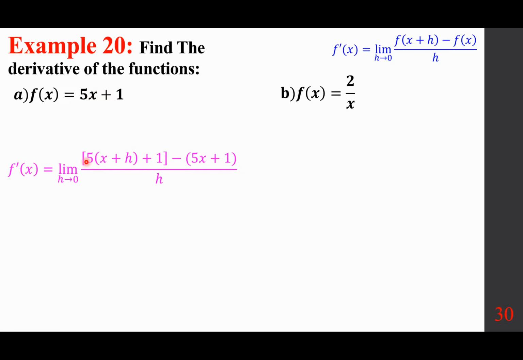So all we have to do, distribute, and we get 5x plus 5h plus 1 minus 5x minus 1. And we notice that 5x and minus 5x cancel each other. 1 and negative 1 cancel each other. And we are left with 5h in the numerator. And h cancels out the h, and the answer is 5. Again, we could use the formula and get to 5 in a split second. However, we are using definitions for this section. We're going to do the same thing for part B.